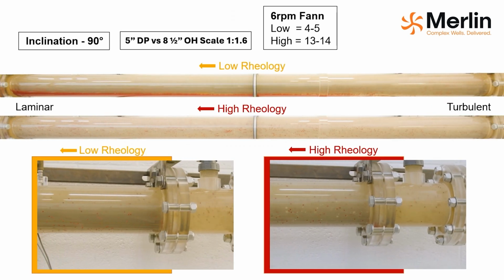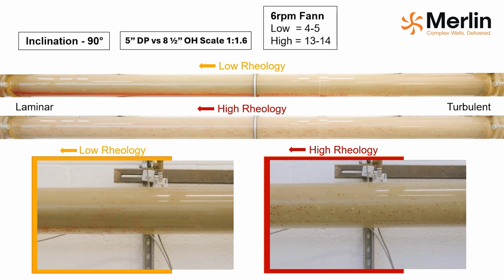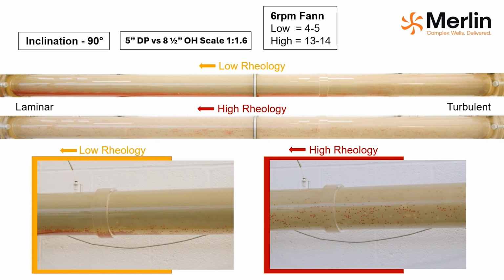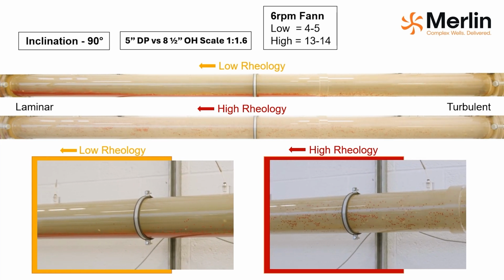Here, we see two test setups using the same flow rate and pipe RPM. However, it can be seen that the setup using the higher rheology fluid dispersed the cuttings accumulation on the low side, despite the low RPM.